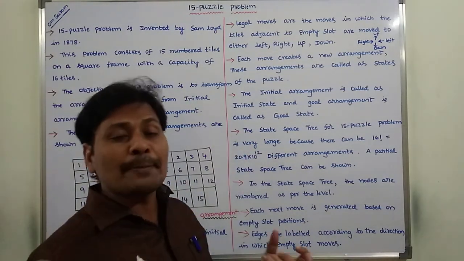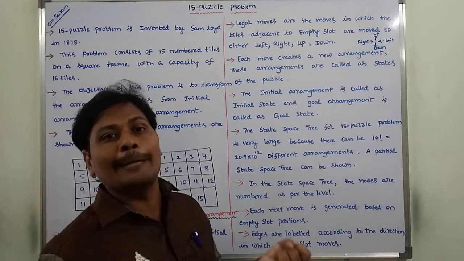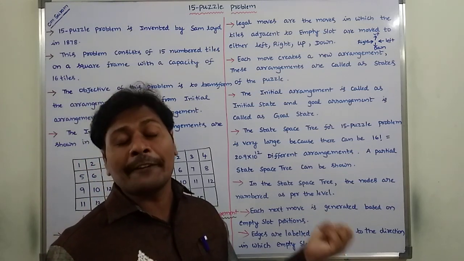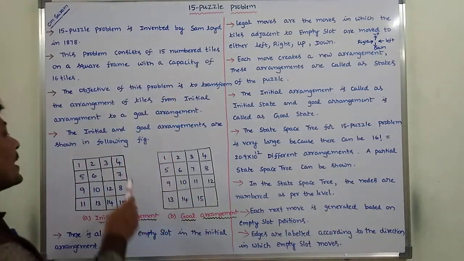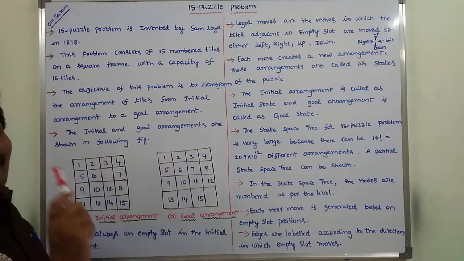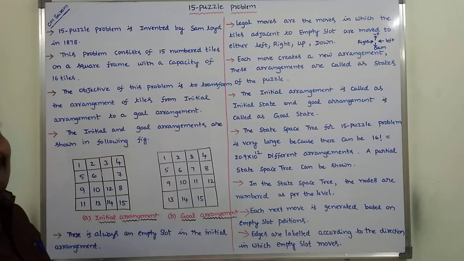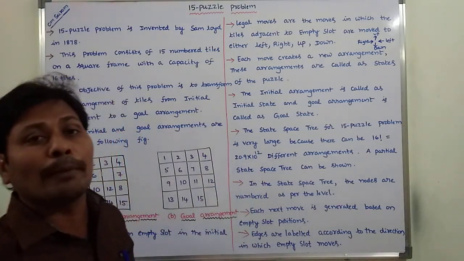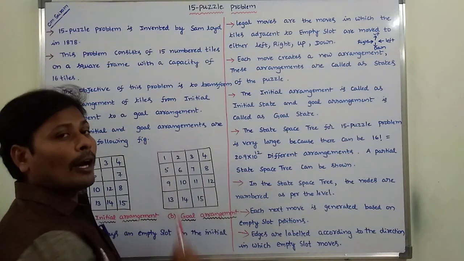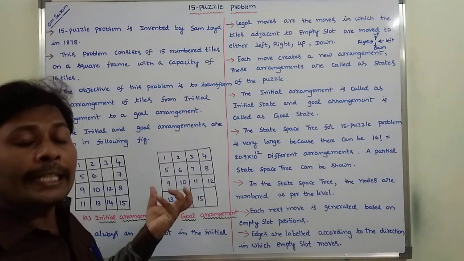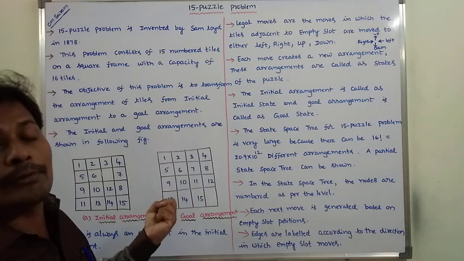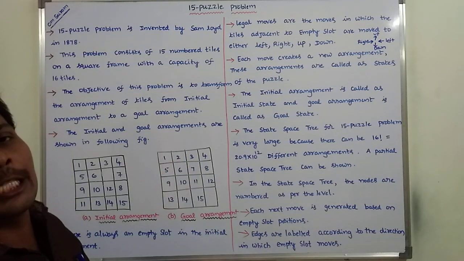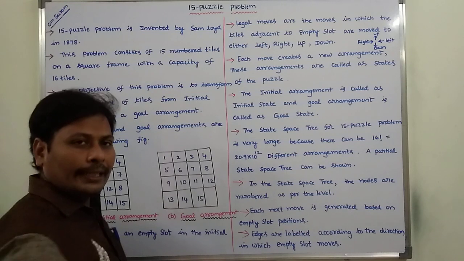Next one, the state space tree for the 15 puzzle problem is very large because of how many different arrangements are possible. 16 tiles are there, so 16 factorial different arrangements are there. 16 factorial is equal to 20.9 times 10 power 12 different arrangements. So it is very difficult to draw the state space tree for the 15 puzzle problem. Only a portion of the state space tree is shown in the next slide.